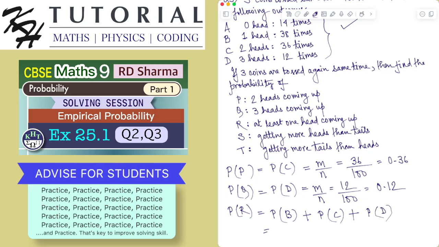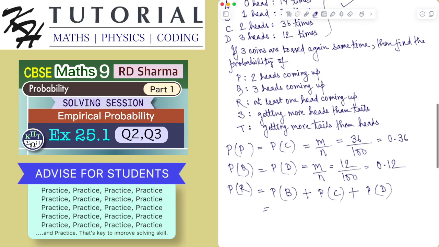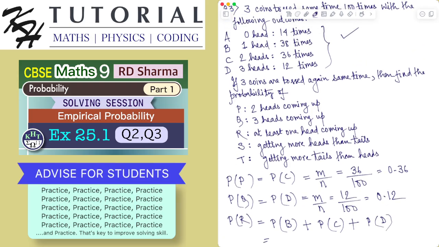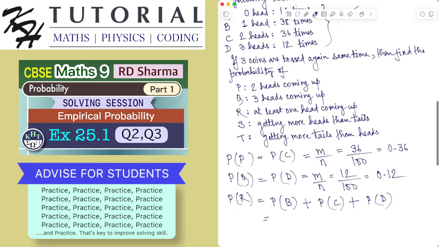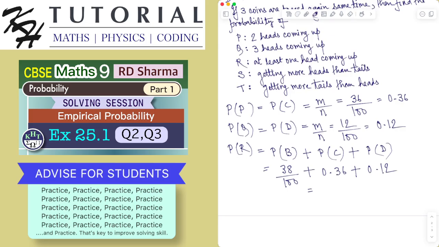Probability of B is 1 head coming up has occurred 38 times. So this is 38 divided by 100, and probability of C we already know is equal to 0.36, and probability of D we also know is 0.12. So this is equal to 0.38 plus 0.36 plus 0.12.